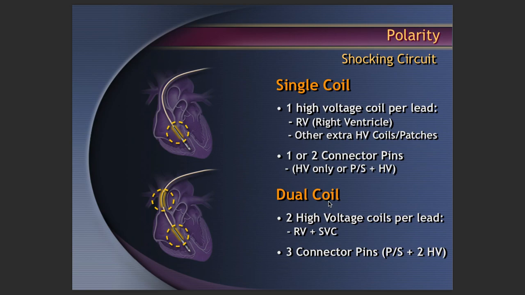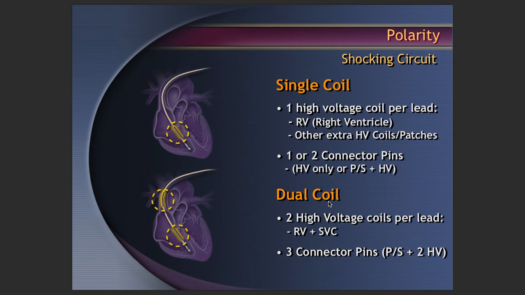Now coming to the shocking circuit. What does the shocking circuit consist of? As I already said, there can be a single coil. There can also be a dual coil. In the single coil, there's a single high voltage coil per lead, in the RV, or otherwise, if you want, an extra HV coil or patches. And it will have one or two connector pins.